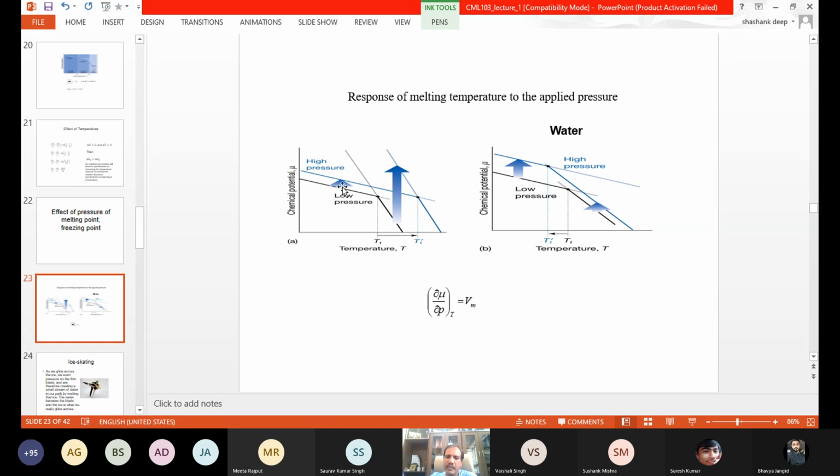So you see here, if I increase the pressure, this point is at lower pressure, this point is at higher pressure. It increases because Vm is always positive, so G will increase, but the increase will be smaller for solid form and larger for liquid form. And then if you draw this, you will see that the freezing temperature increases with pressure. This is for normal liquids.